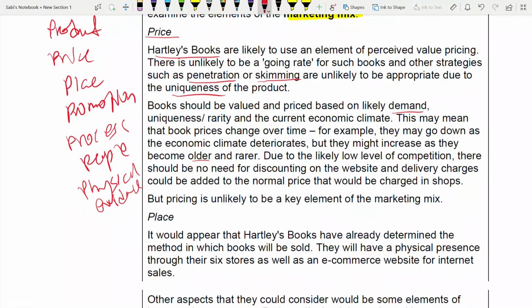See the competition. Whenever you talk about price, talk about competition. You need to talk about this, whether it is low level or high level, that will help you. Because competition is low, see, your product is unique. So competition is low. Okay.